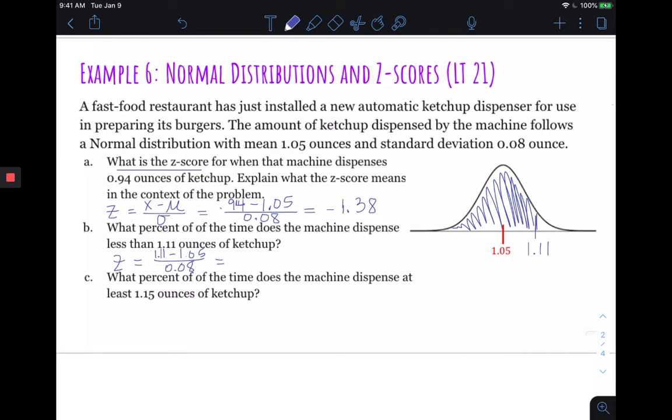I'm going to put that in the calculator. I got 0.75. Make sure your z-scores are making sense. I should be getting a positive z-score because my value is above the mean, so it makes sense that my z-score is positive. In the last problem, 0.94 was below the mean, so I got a negative z-score. And then we're going to use the table and look up 0.75, and the table is going to tell us that shaded area, that percent.